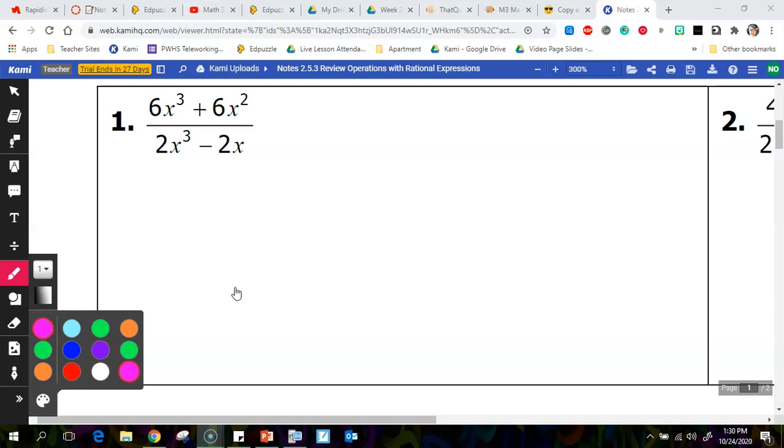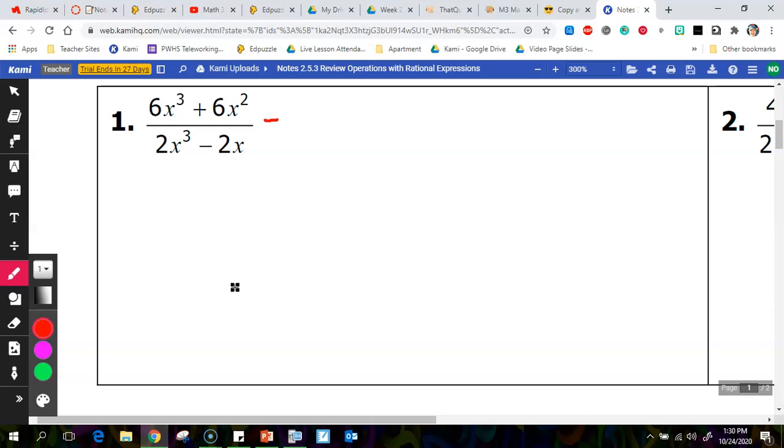Okay, so this first one is simplifying, and if you remember, in simplifying rational expressions, we have to factor first. So the first thing we want to do is look and see if we can take out a greatest common factor from either the numerator or denominator. So we want to factor the numerator and the denominator first. It's not multiplication of rational expressions or anything like that. It's just simplifying them.